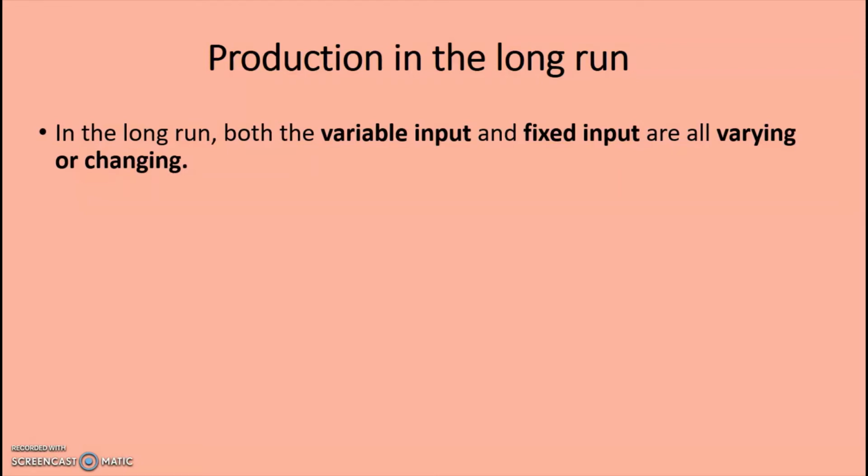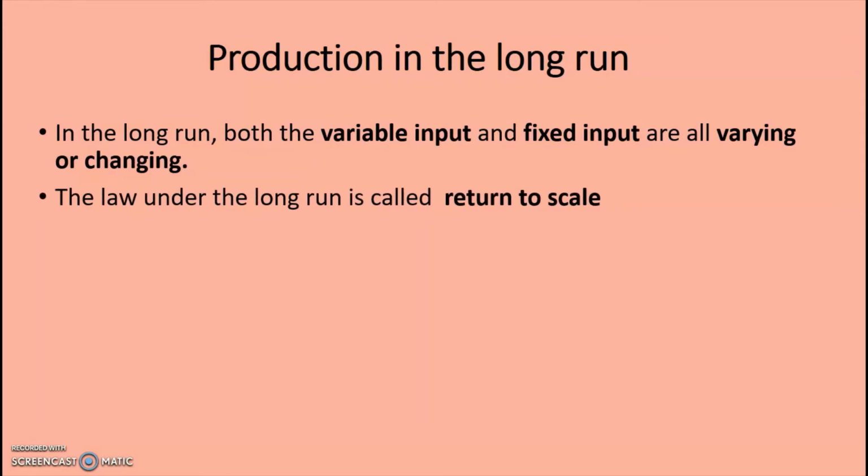Now in the short run production theory we said the fixed input is fixed, or capital is fixed, while it is labor which varies. But in the long run production theory, since the time period is very long, we have all inputs varying or changing. So we don't have any fixed input in the long run.